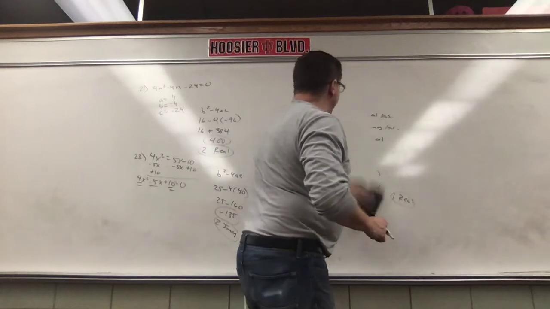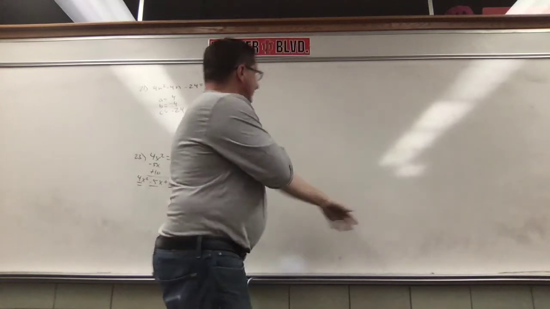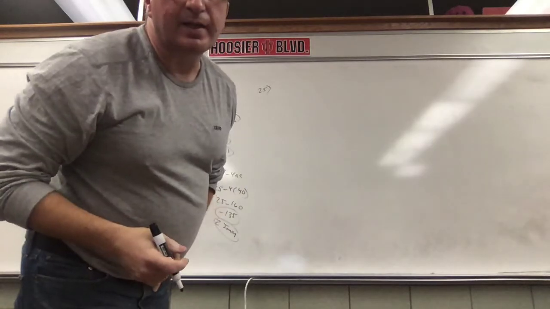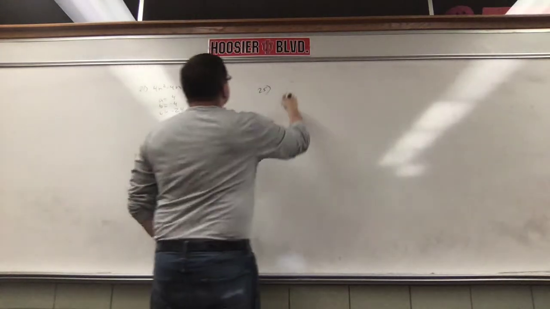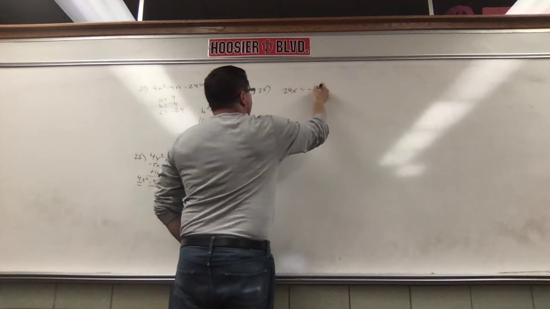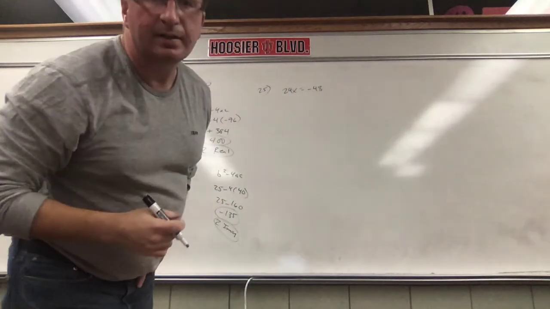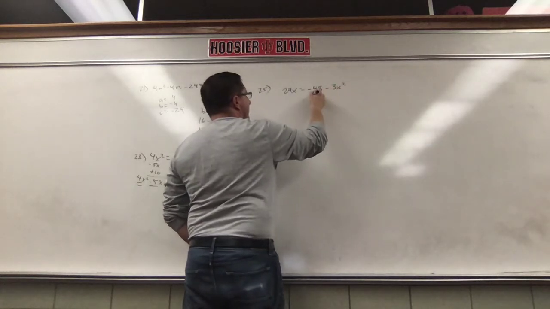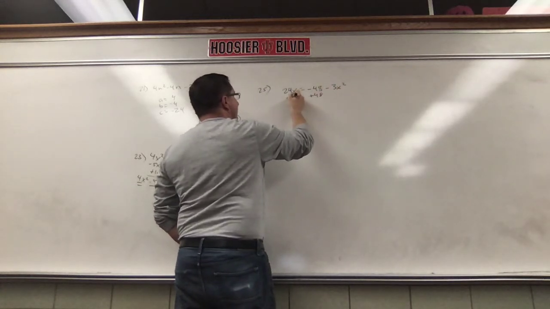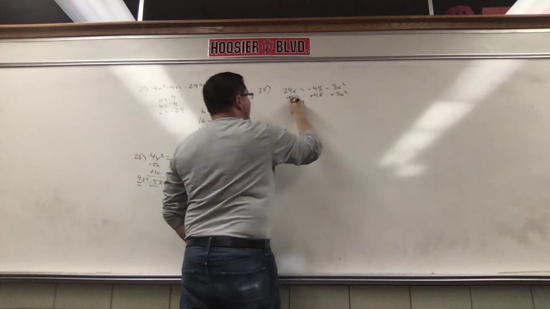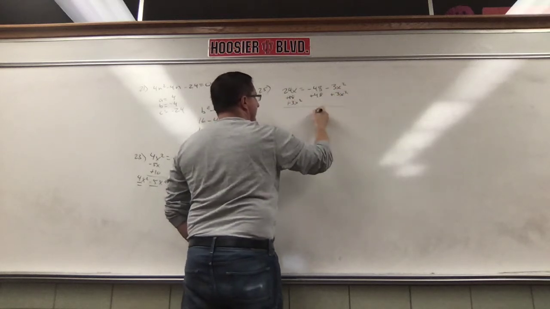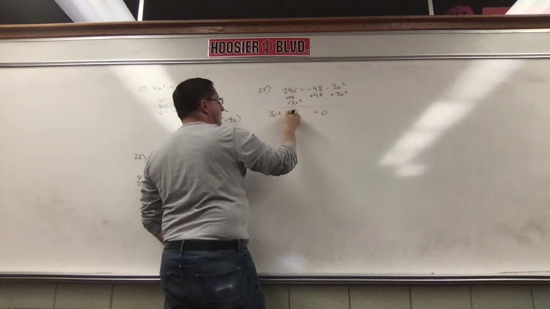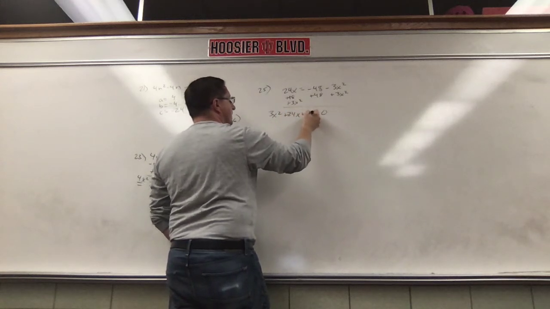Last one, 25. 24x equals negative 48 minus 3x squared. Okay, so I want this side to be 0, so I'm going to add 48 and add 3x squared to both sides. That way the right-hand side's 0. No like terms, put them in the right order. 3x squared plus 24x plus 48.